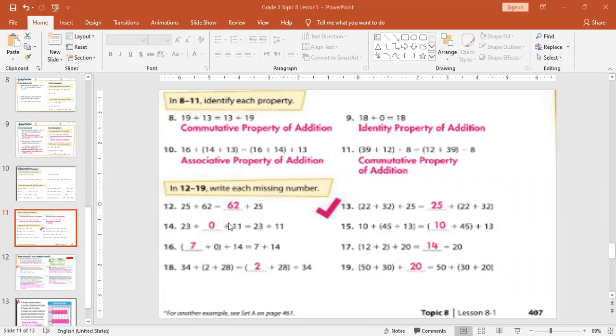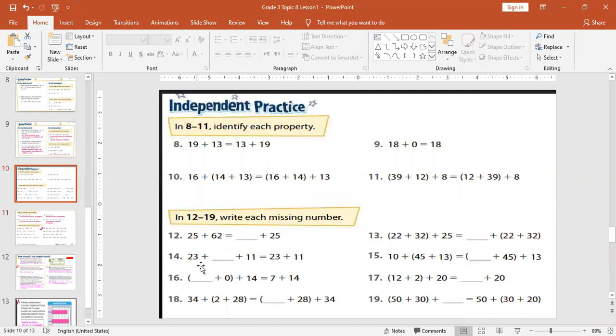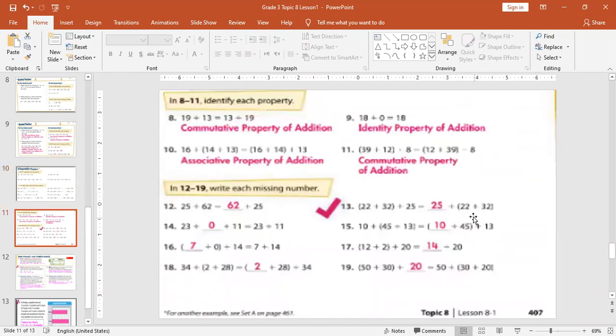Okay. And now, of course, here, number 12, 25 plus 62, so it will be 62 plus 25. 23 plus 0 plus 11 will be 23 plus 11. Here, 23 plus what plus 11? 23 plus 11. And here, plus 0 plus 14, so of course, here 7 plus 14, so it will be 7 plus 0 plus 14. 34 plus 2 plus 28 will be 2 plus 28 plus 34, and so on. So you can pause the video and answer after me. And of course, everything is on Classera, all the PowerPoints.